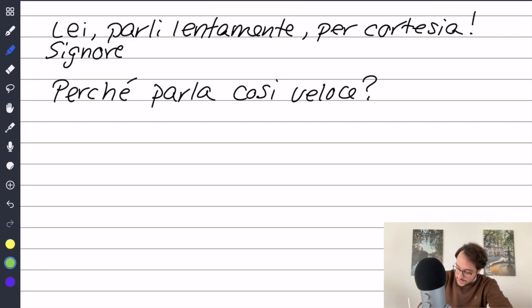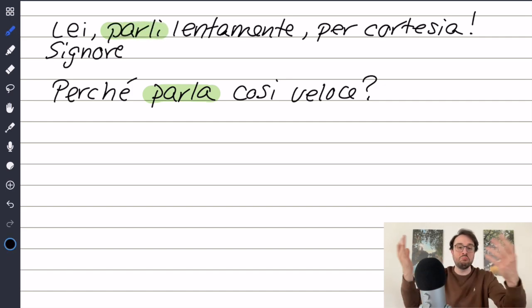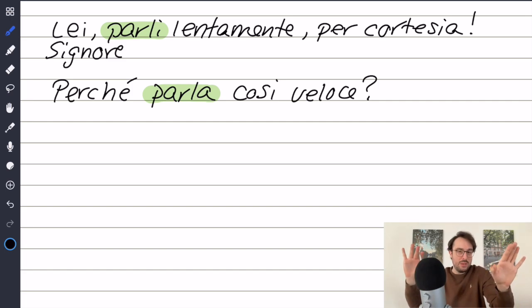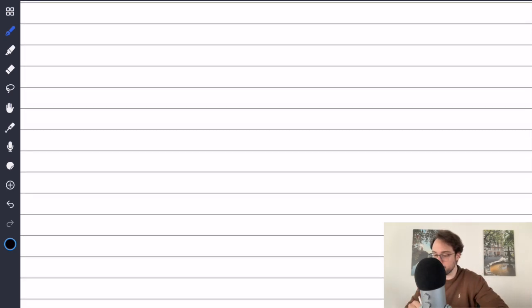Using parla in the indicative in just the third person singular. That's what we use, but this is a command. One is a command. One is simply just me saying, why are you speaking? Why do you speak so fast? Hope that makes sense. I'm going to move on. Let's look at another verb.